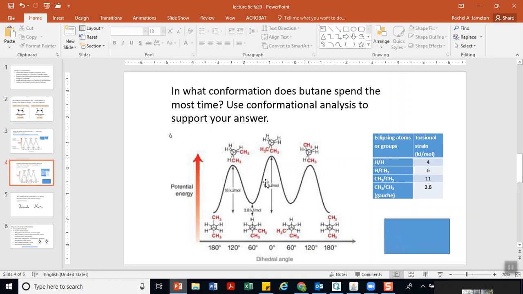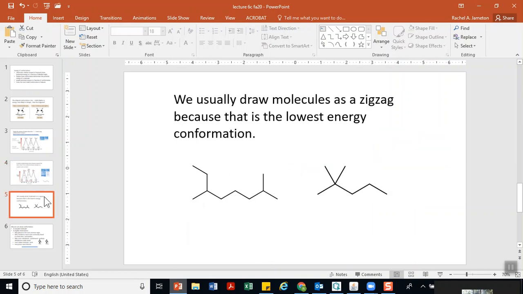So this anti conformation is the one that you're going to be finding most of your molecules in most of the time because it is lowest in energy. And that is the staggered conformation. So the methyl group up here and the methyl group down here are anti to each other if you sight down this middle bond. So we usually draw the molecules as a zigzag because that is the lowest energy conformation. So when you see molecules drawn like this, note that that really is representing low energy molecules.